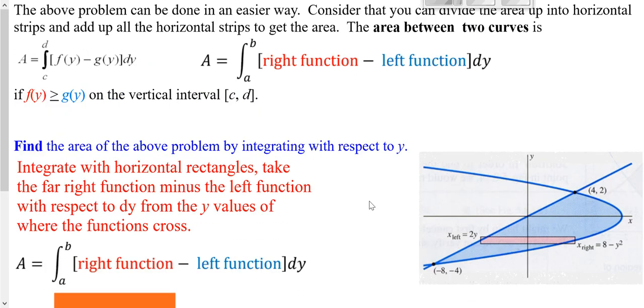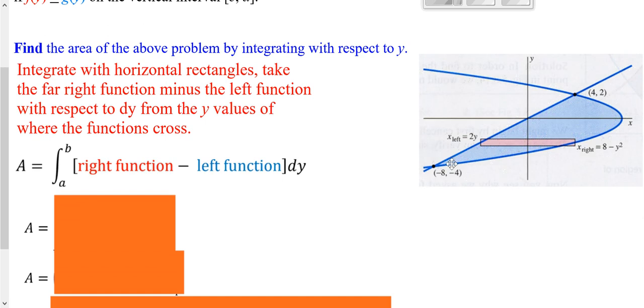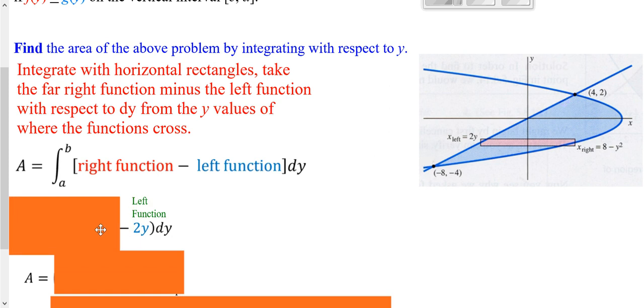So if we go back to that last problem, you notice there's always one function on the right, which is your parabola, and always one function on the left, which is your line. We could have done this last problem just as one integral dealing with your parabola on the right minus your line on the left. So subtract your line.